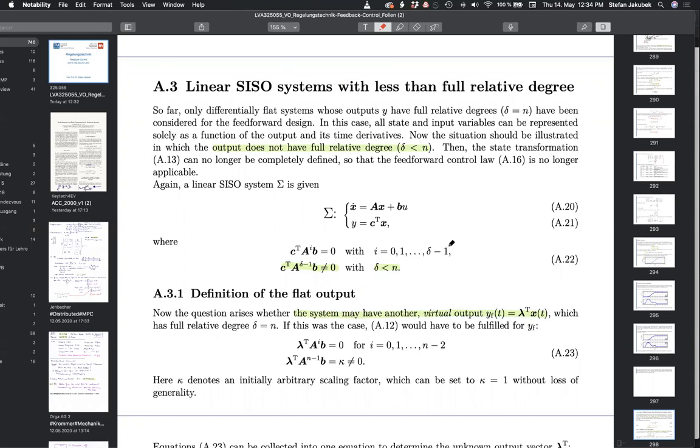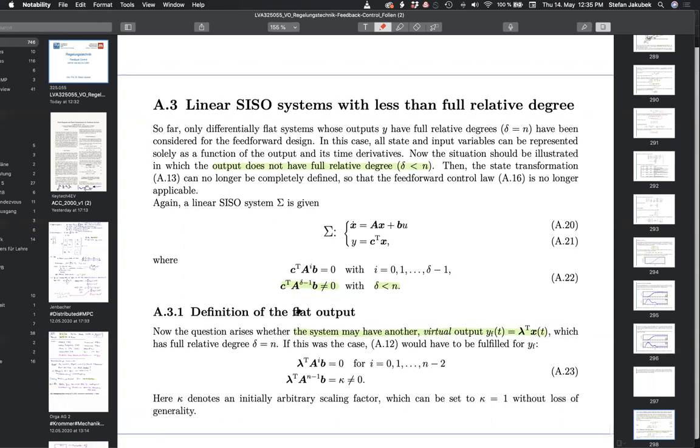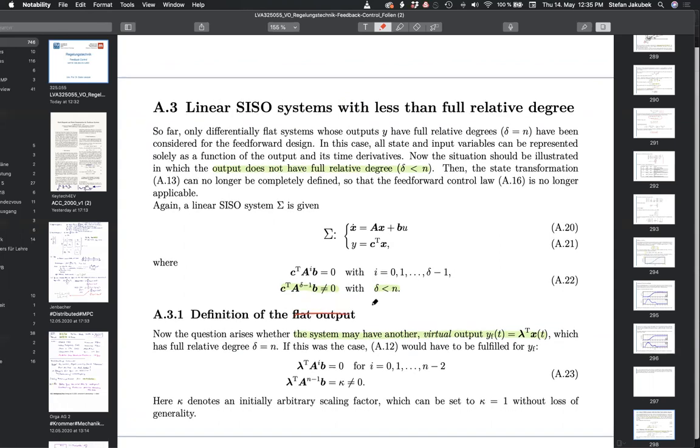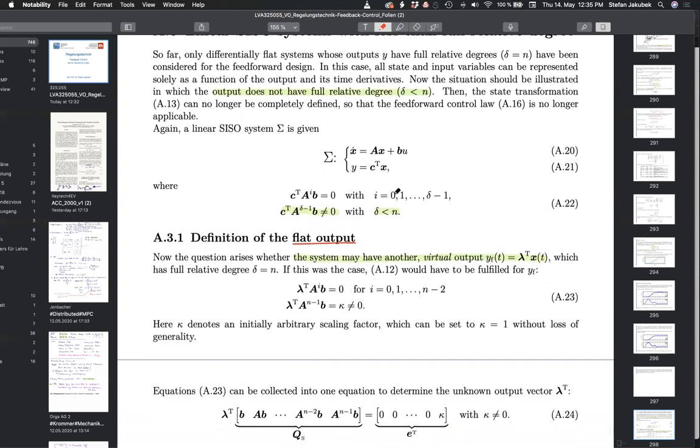Compared to the overall history of control theory, this trick is pretty new. It was only invented in the 1990s, like 25 years ago. This is the so-called flat output. I'm sorry, I didn't want to strike it out. The so-called flat output. So this is another idea.